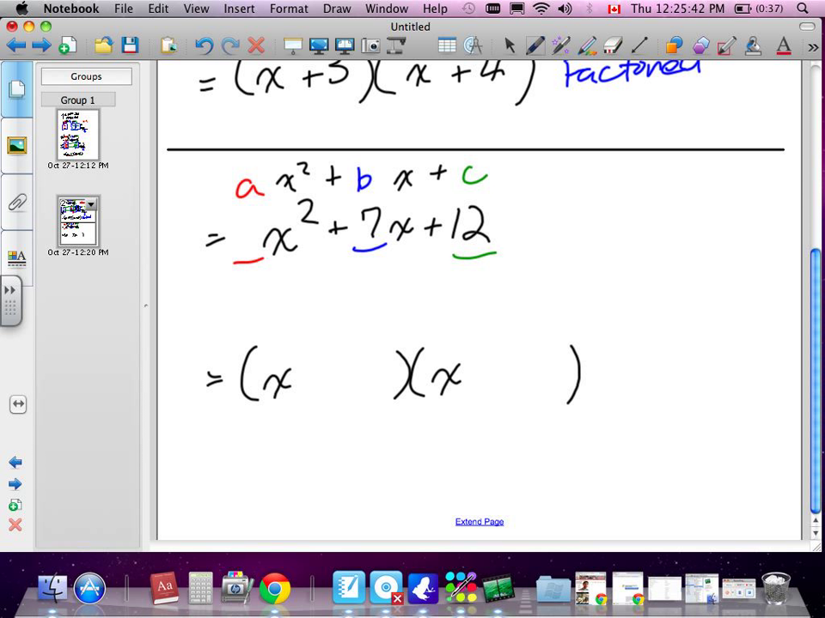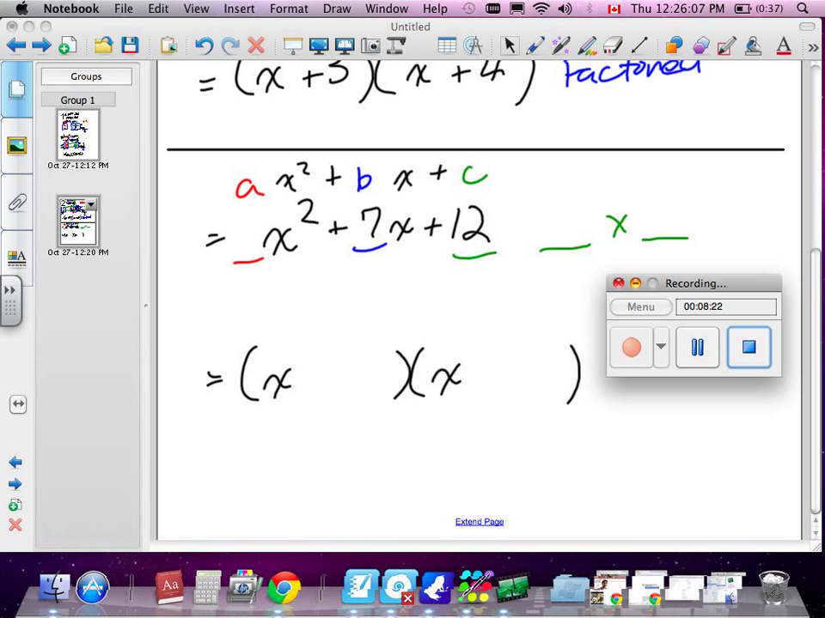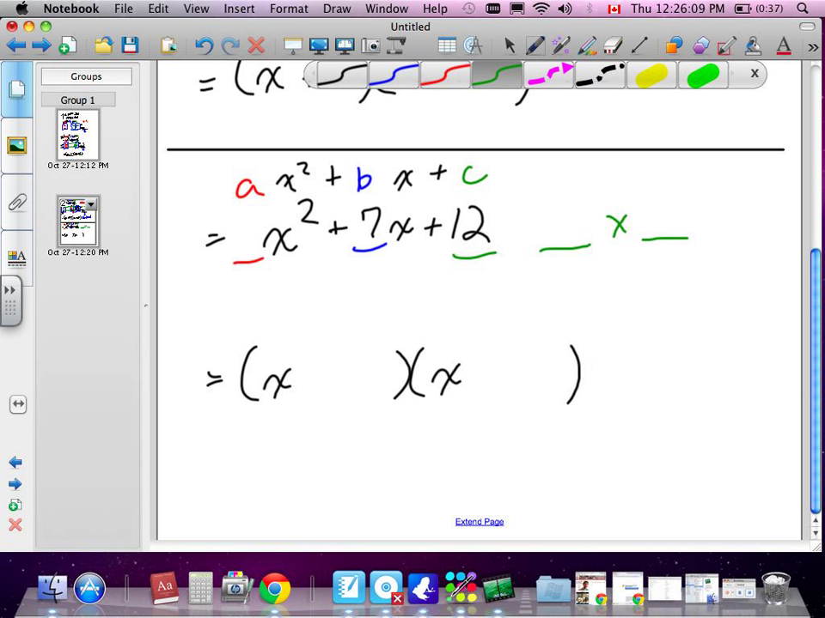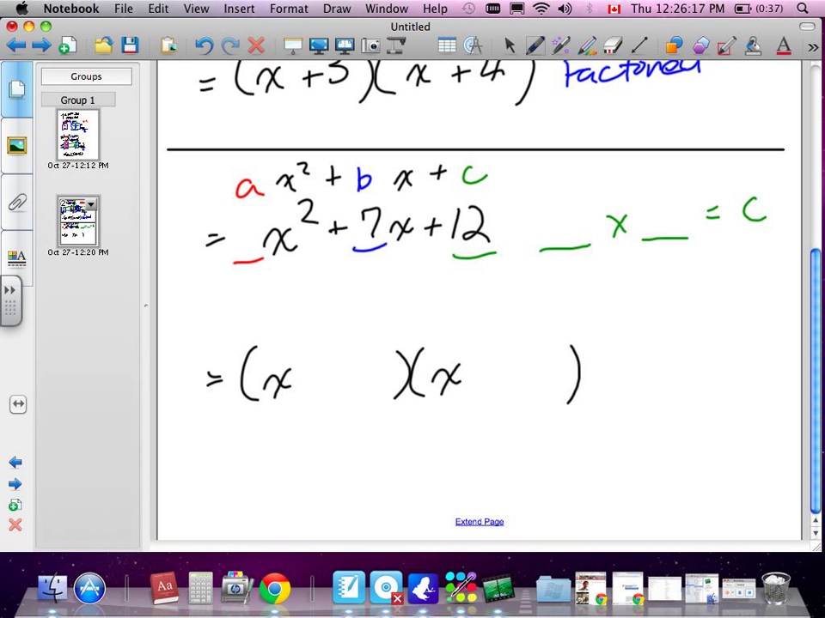Our second terms are going to be 2 numbers. We're looking for 2 numbers that multiply to C. And what's C in this instance? 12. Okay, so we need 2 numbers that multiply to C. And those same 2 numbers need to add to our B term.